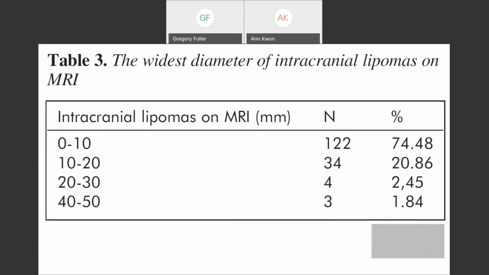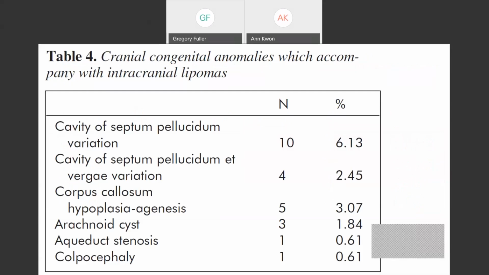Now remember, these are incidental because they are probably developmental. They're not exerting mass effect and did not grow. That's why they were incidental even at that size. Congenital anomalies accompanying the lesions were just other incidental findings: cavum septum pellucidum, cavum septum pellucidum et vergae that we talked about last week, corpus callosum hypoplasia or agenesis in 3% of their cases, arachnoid cyst, aqueduct stenosis, colpocephaly. Most of these are expected, probably just random association, very small percentages.